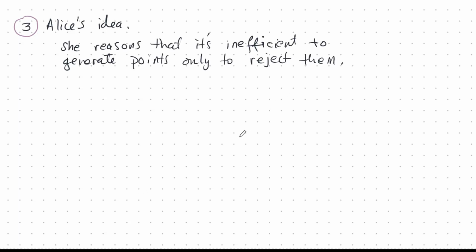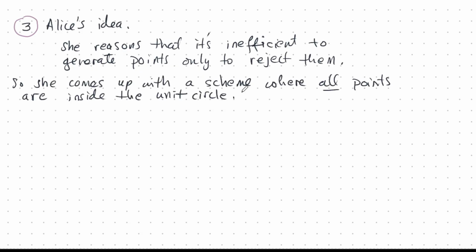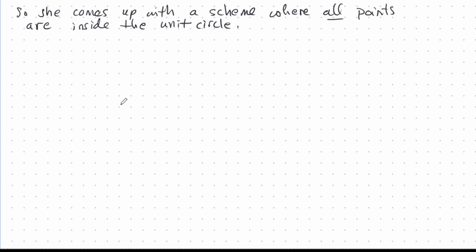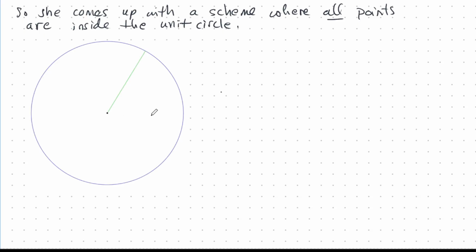Alice is perhaps a little bit more clever than Walter. She reasons that it's inefficient to generate points, only to reject them, because a lot of Walter's points end up on the unit circle or outside the unit circle, and they get rejected. So she comes up with a clever scheme where all the points are inside the unit circle and nothing is rejected. Her idea works like this: we choose points uniformly, randomly, along a radius.